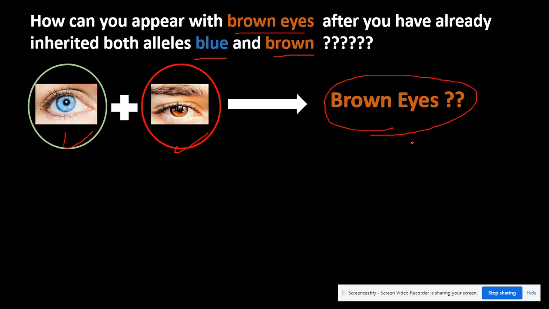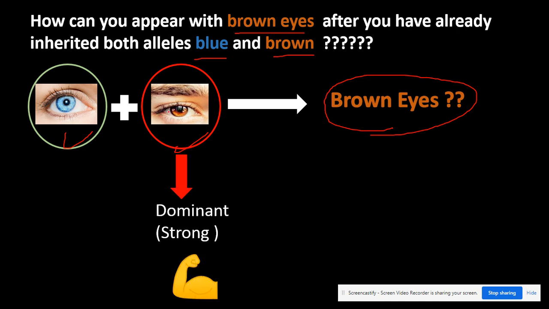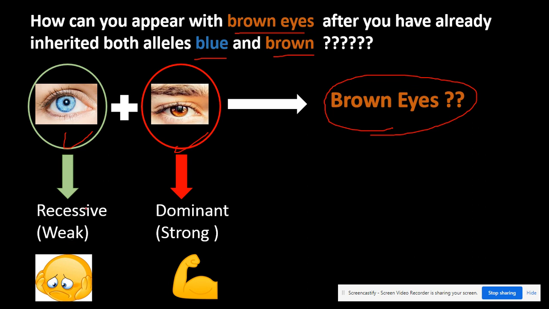The answer is because the brown eye allele is the dominant allele. The color brown is dominant. So this allele is dominant. It's strong. And the second one, which is the blue, is weak. We call it in biology recessive. So the allele which is strong in biology is called dominant, and the allele which is weak, we call it recessive.